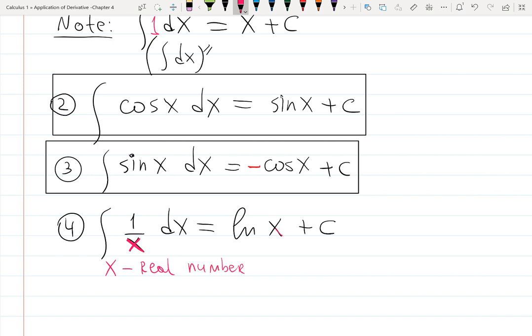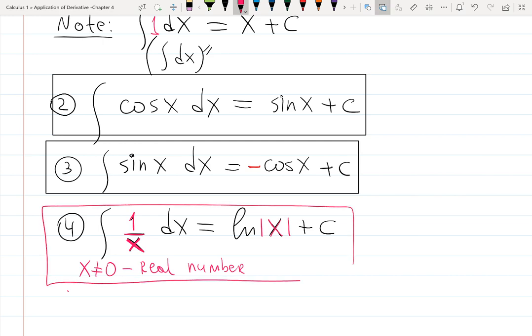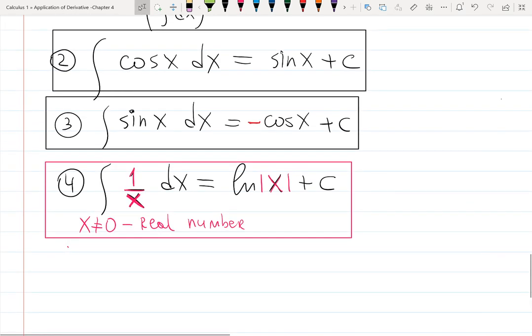But log does not exist for any real number. X should be positive. It doesn't even exist for log of 0. So to fix, any real number but not 0, or else we're going to have division by 0, right? So log does not exist for any real number. That's why the answer for this integral is actually absolute value of x. So integral of 1 over x dx is natural log absolute value of x plus c, for any x not 0.